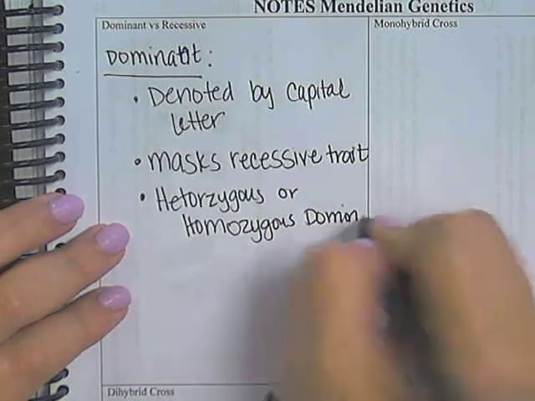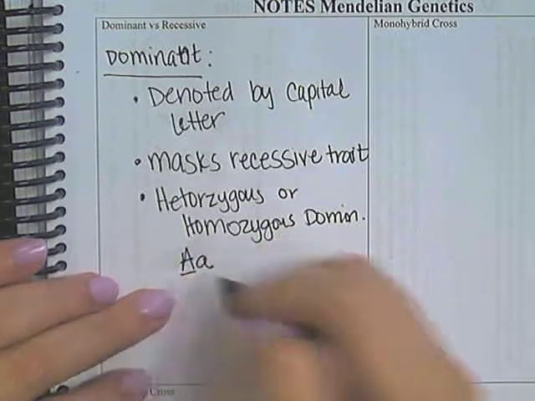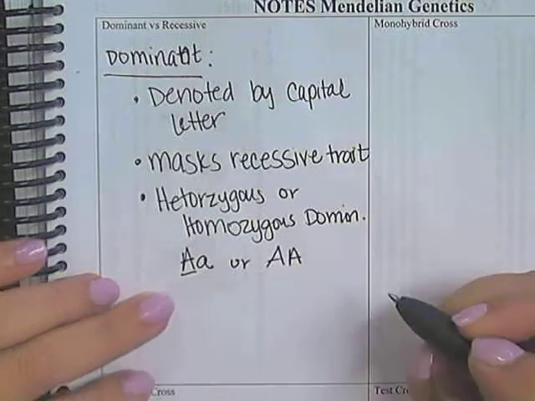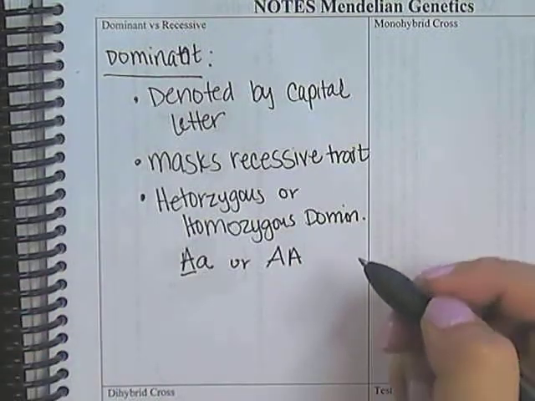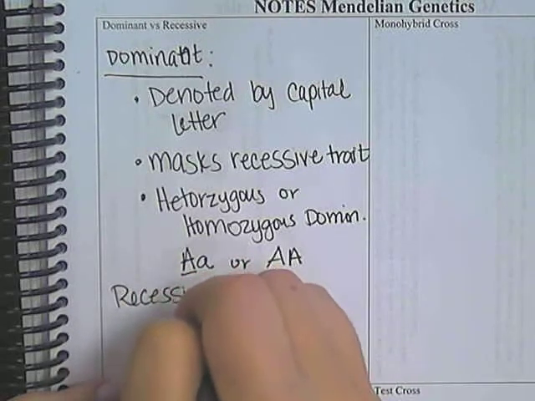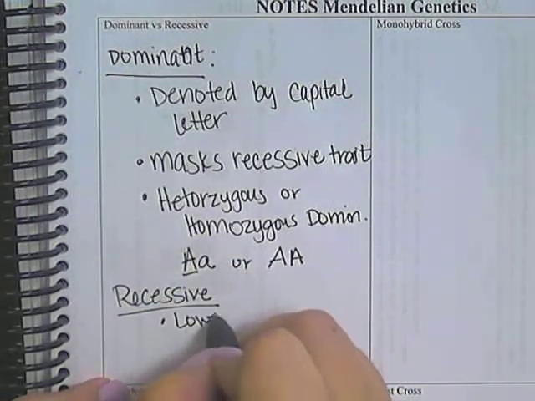And I'll just use the letter A. So this would be heterozygous. You have the single capital letter here, or it can be homozygous dominant. And in the case of your recessive, this is denoted by your lowercase letter.